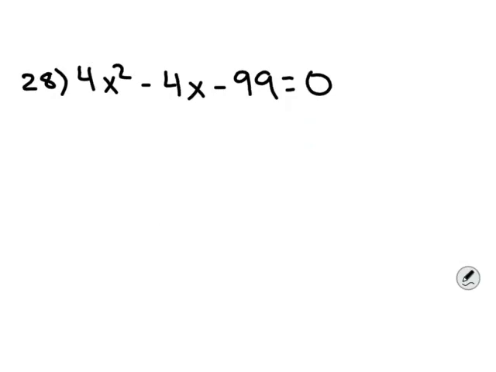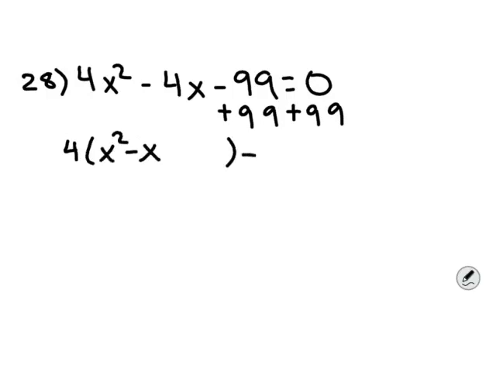So let's get on to the next two. So these are a little bit different because our b value is odd when we actually start to factor them. So these are a little bit more challenging. But again, we get the c to the other side by adding 99. And then we're going to factor out that 4. So we have x squared minus 1x equals 99. So we take half of 1, which is 1/2, and we square 1/2, which is 1/4.